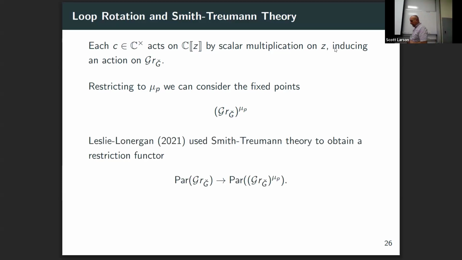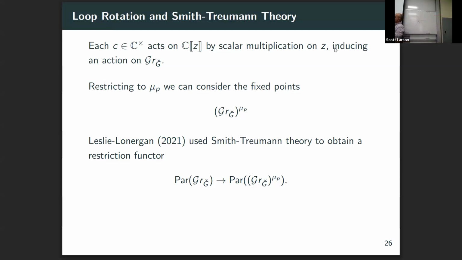I believe historically this is the correct order, that the first application of Treumann's work with Smith restriction was by Leslie and Lonergan, where they showed that you can make sense of a functor from the parity sheaves on the affine Grassmannian to parity sheaves on these fixed points. It's complicated a little. They have to pass through a lot of different worlds to make these connections, but we're reading that paper a lot. It's a nice paper.